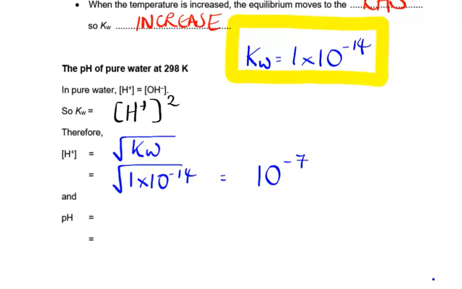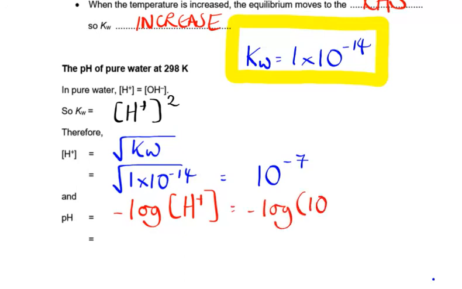Remember, pH is minus log of the hydrogen ion concentration, so if you do that on your calculators, minus log of 10 to the minus 7, and hopefully not too many surprises, we've just proved that water at 298 Kelvin has a pH of 7.